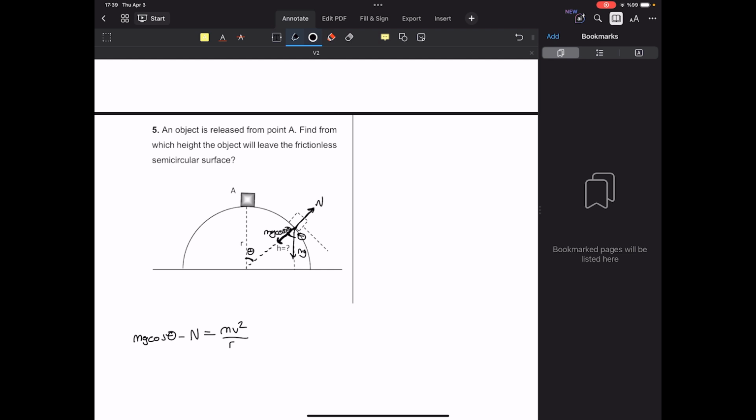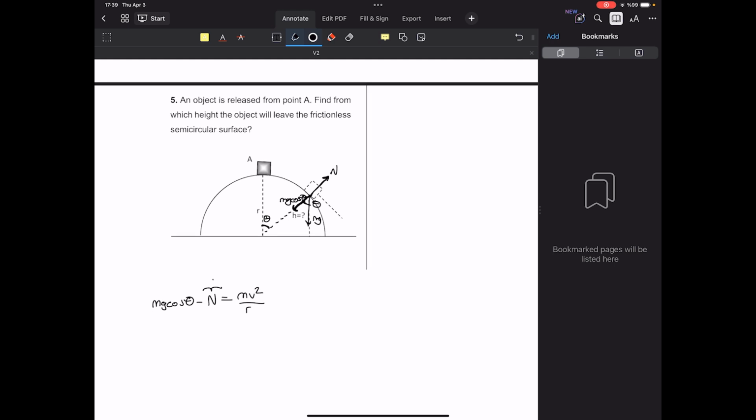Now we want to find the theta such that this normal force is equal to 0. If this is equal to 0, that means mg cosine theta must equal mv squared over r. Again, to find what mv squared over r is, we can use the conservation of energy. At A, the object has a potential energy of mgr, and it's at rest, so it has no kinetic energy. So its total energy is mgr.